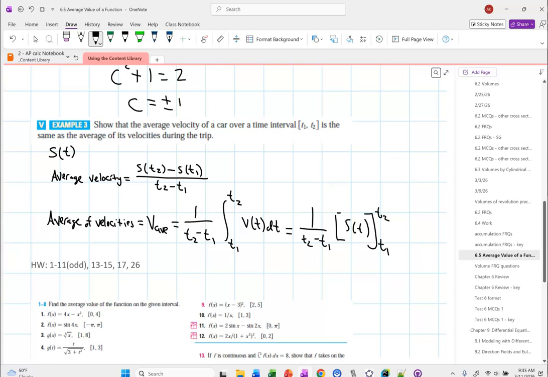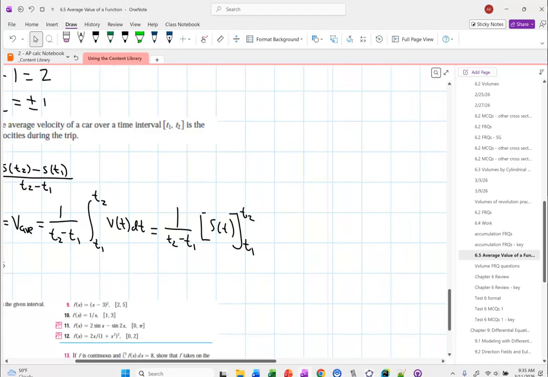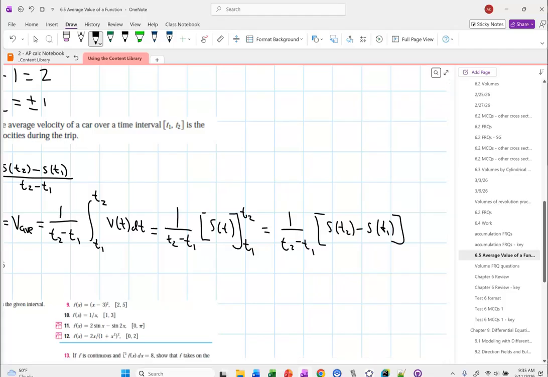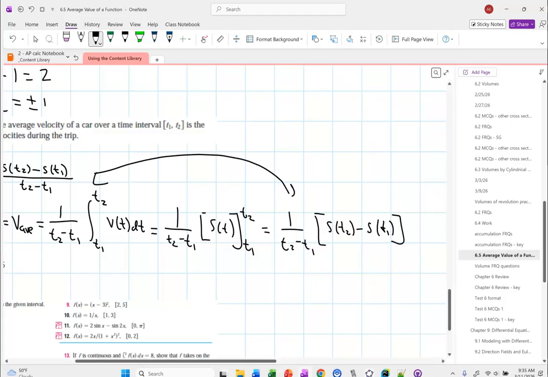Which is just our S of t. So then we plug things in, and we'd have S of t2 minus S of t1, which is the same as the average velocity.